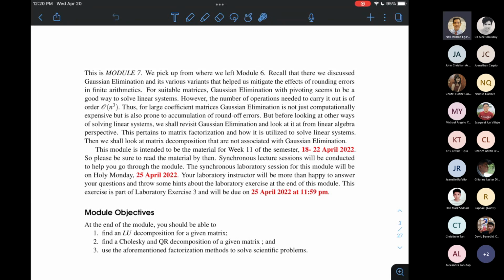Oh, Michael says module 7 can't be seen yet. Hold on. Thank you, Michael, for calling my attention to that. Wait. Good thing I'm already logged in to Canvas now.